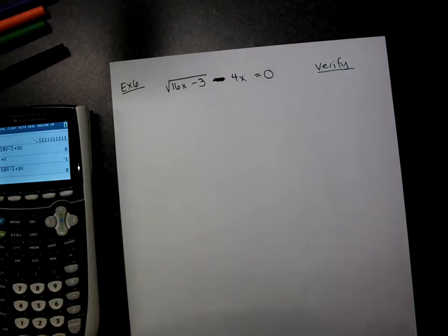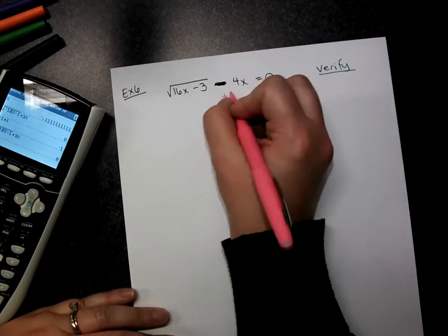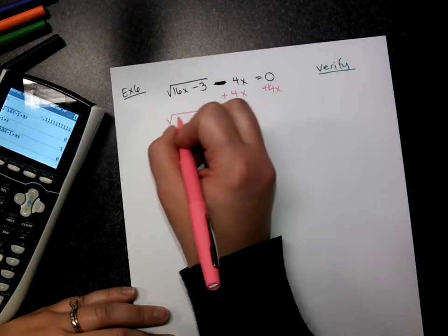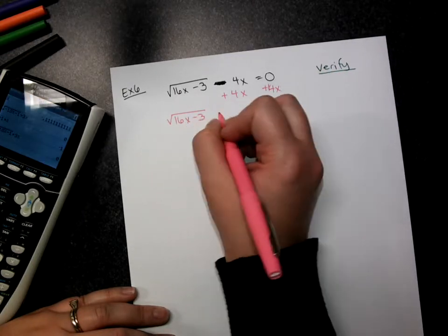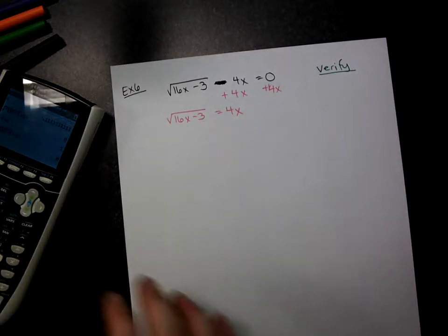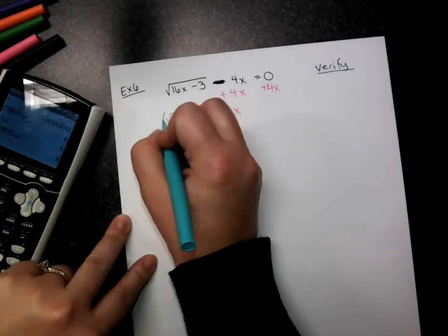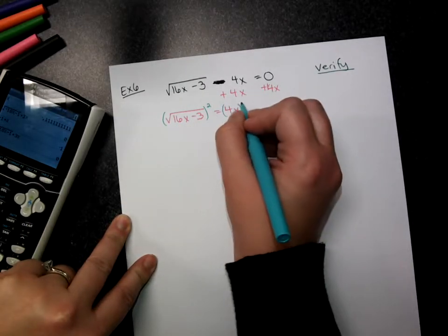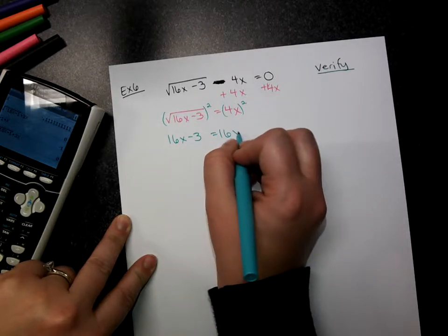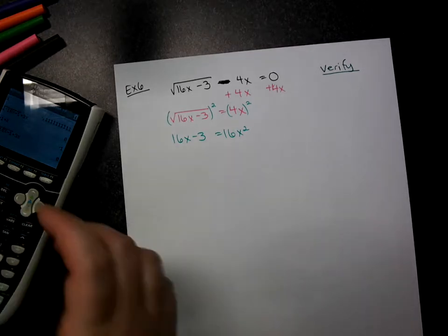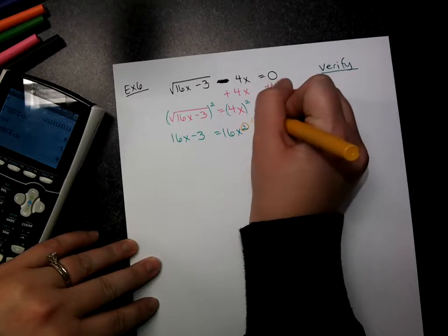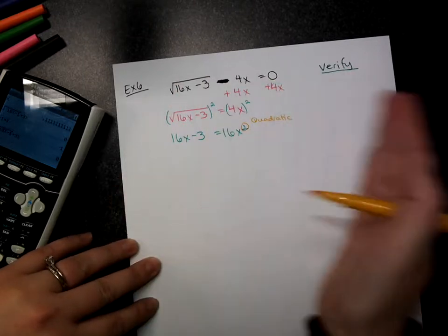So for this one, the first thing we need to do is move that 4x to the other side. It gives us the square root of 16x minus 3 equals 4x. From there, we can square both sides. That's 16x minus 3 equals 16x squared. We have a squared term, and anytime we have a squared term, it's called quadratic. And we want to move everything to one side.